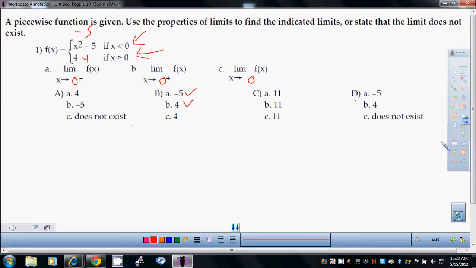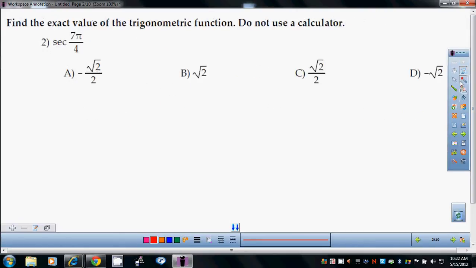All right, marching on. Number 2. Find the exact trig value. Easiest way to do it is probably just find cosine and flip it. Does anybody have a unit circle handy? Yes! Good job, Melissa. You probably do know. Cosine, 7 pi over 4.